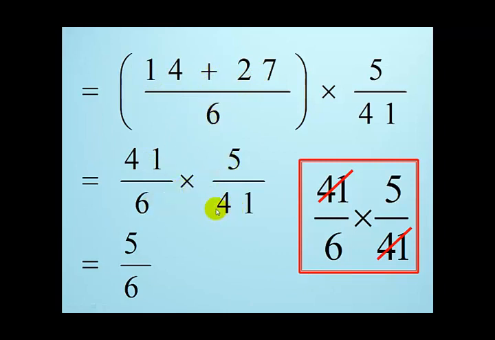Now this is multiplication of fraction. So we can multiply the numerators over the multiplication of the denominators. Or because 41 can cancel 41 as shown, we can cancel the 41 out and we are left with 5 over 6. So the final answer is equal to 5 over 6. That is 5 divided by 6. After the 41 has cancelled, we are left with 5 over 6.